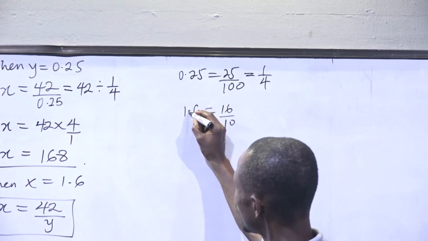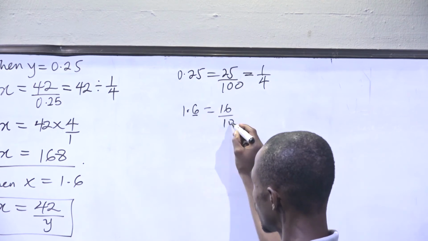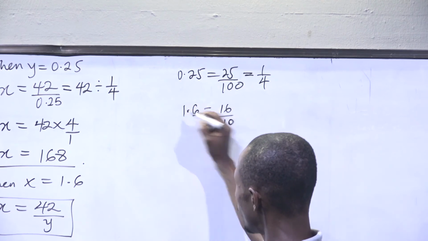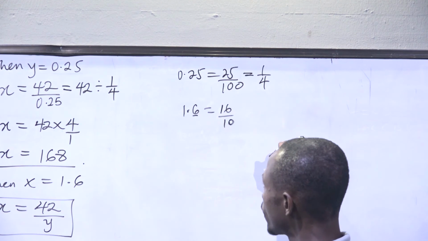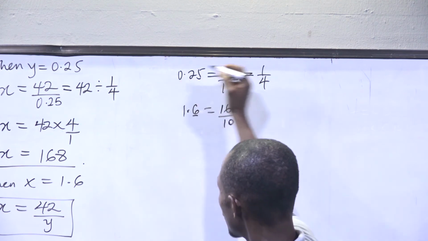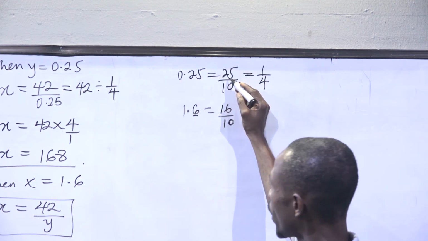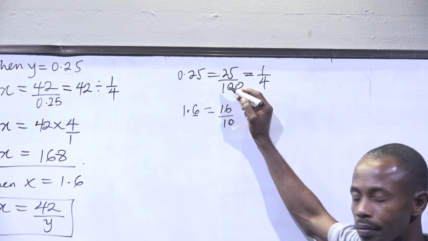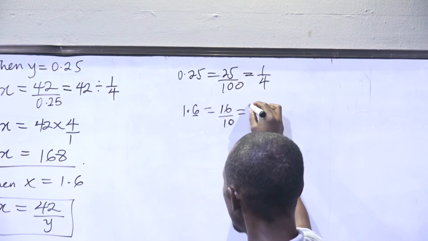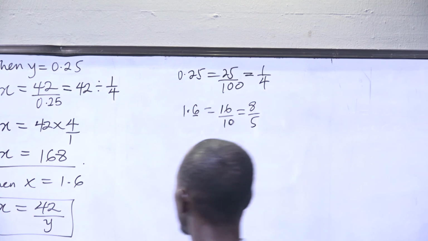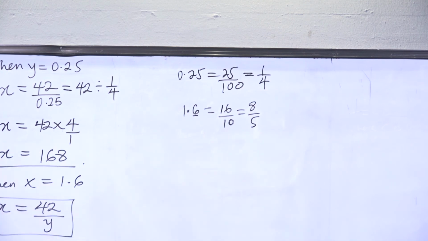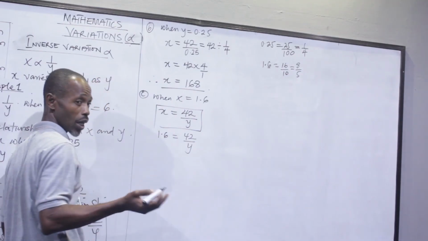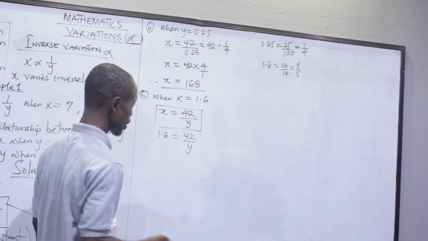1.6 is the same as 16 over 10, if you know. After the decimal point, you write 1 for each digit. How many digits after the decimal point? One, so you add one 0. Simplifying, 2 into 16 gives 8, 2 into 10 gives 5. So that's 8 over 5. So 8 over 5 is 1.6. You can check it out with the calculator, not in the examination.